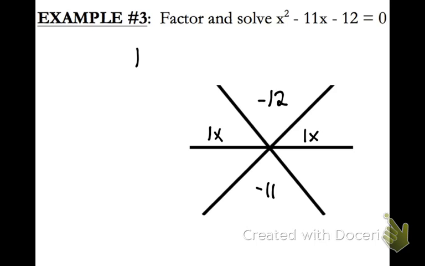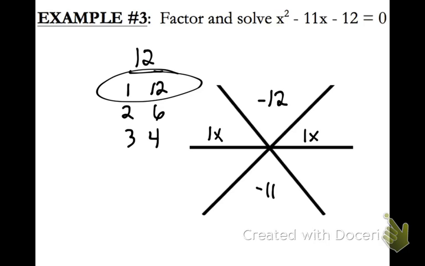Okay, so my factors of 12: 1 and 12, 2 and 6, 3 and 4. So again, I can put negatives wherever I want on here, just as long as it makes sense. The only ones that will possibly add to 11 are going to be 12 and 1. I want it to be a negative 11, so if I make my 12 negative and keep the 1 positive, then they both multiply to negative 12, and they add to negative 11, so I'm good to go.